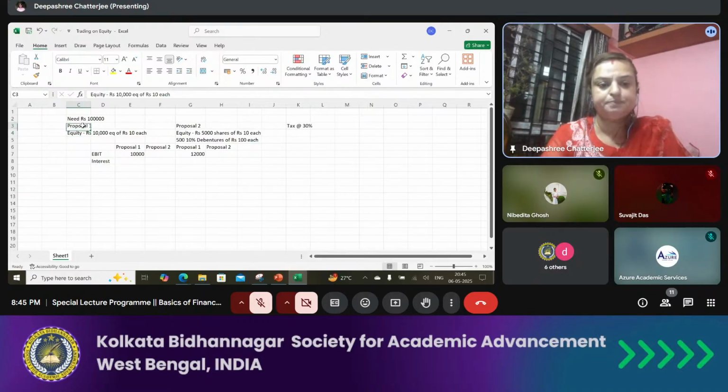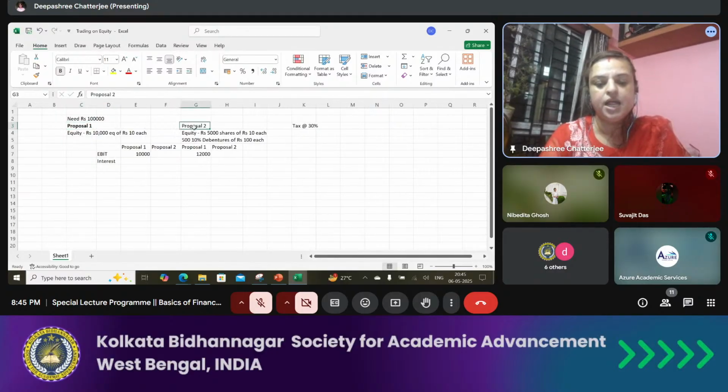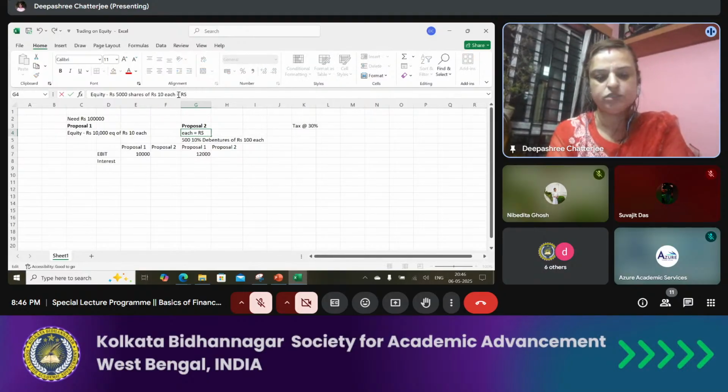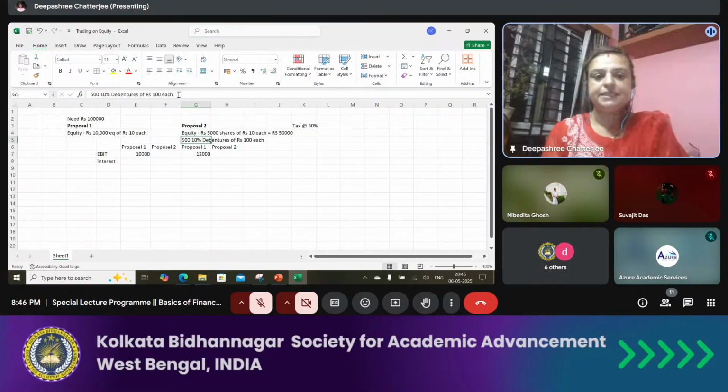So this is proposal 1. Then we have proposal 2. In proposal 2, what is our proposal? Our proposal says that let's do one thing. Let's take this 1 lakh, 50% from equity shares and 50% from debentures, right? So 50% from equity shares means 50,000 we have to raise. So let it be 5,000 equity shares of rupees 10 each, which comes to rupees 50,000, right? 50,000 we are raising from equity. And the remaining 50%, that is the remaining 50,000, we are raising from debentures.